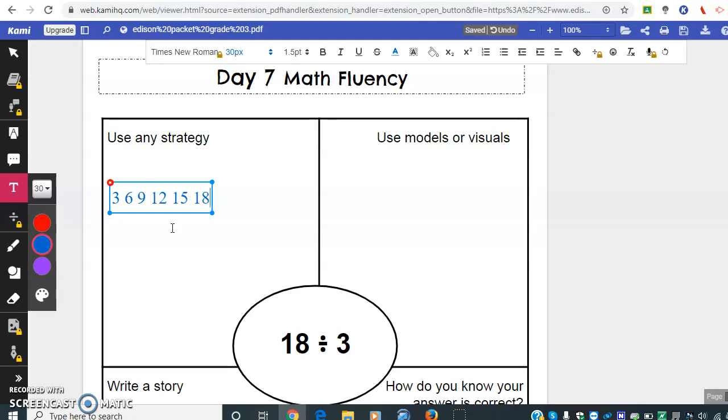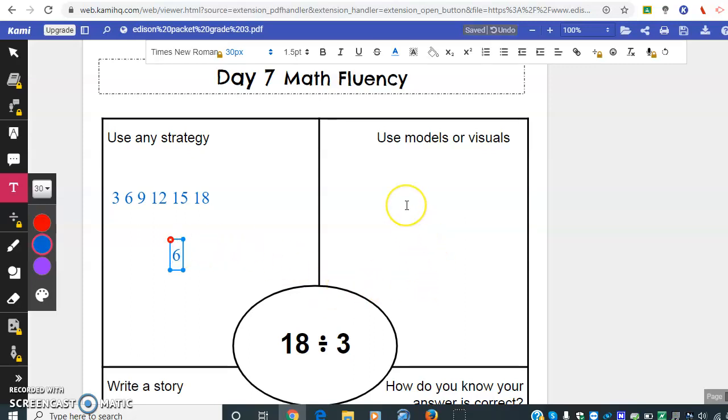How many threes did that take? So we're going to count 1, 2, 3, 4, 5, 6. It took us 6 threes to make 18, which means that our answer for this problem is 6. 18 divided by 3 is 6.